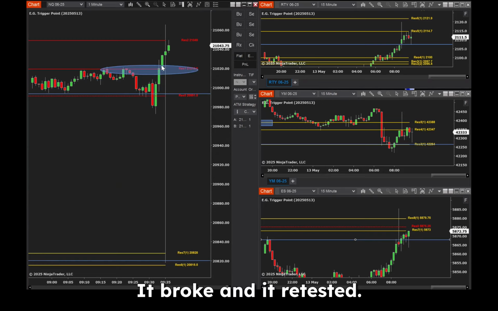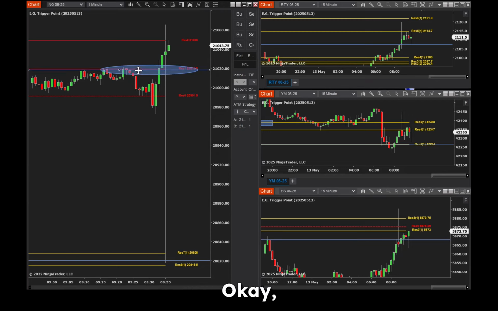It broke and it retested. After NQ finished the retest, I trailed my stop loss, not before. Okay, I hope it's clear.